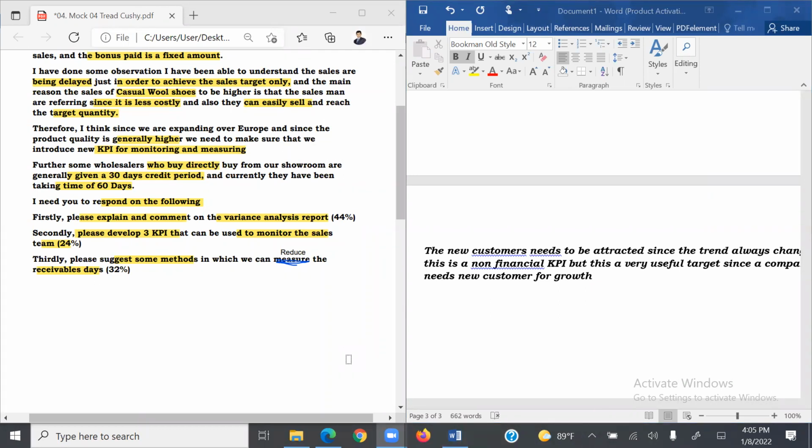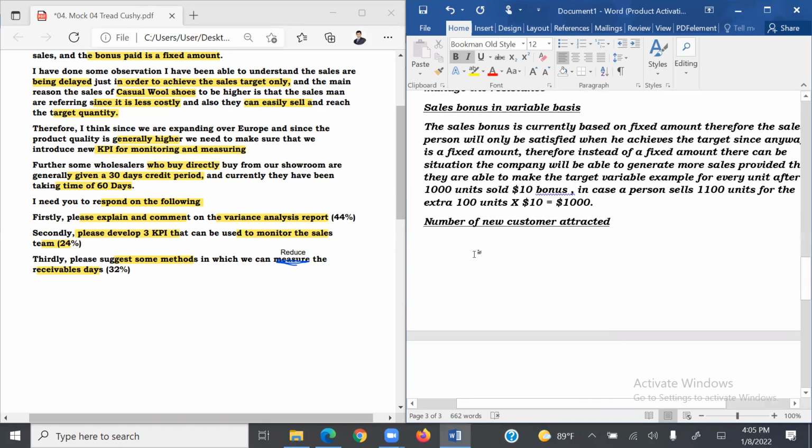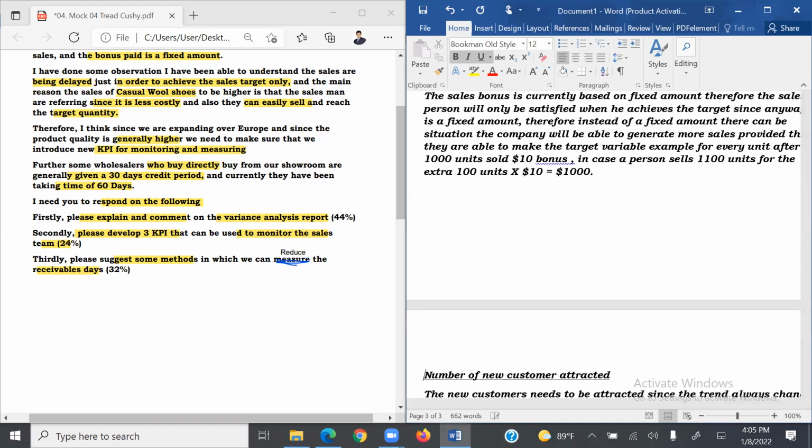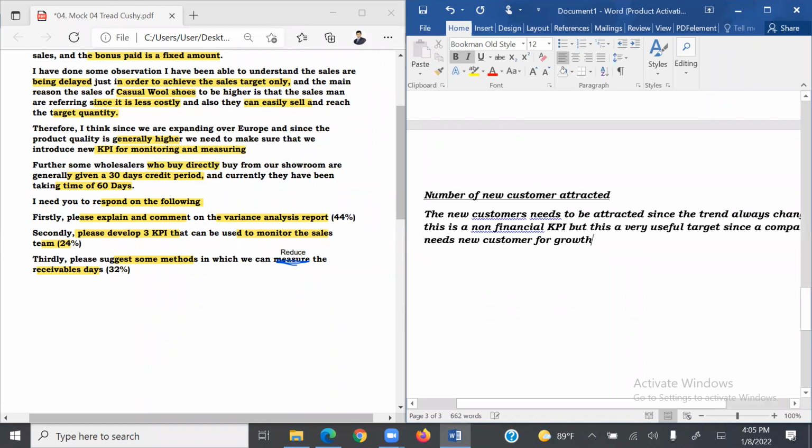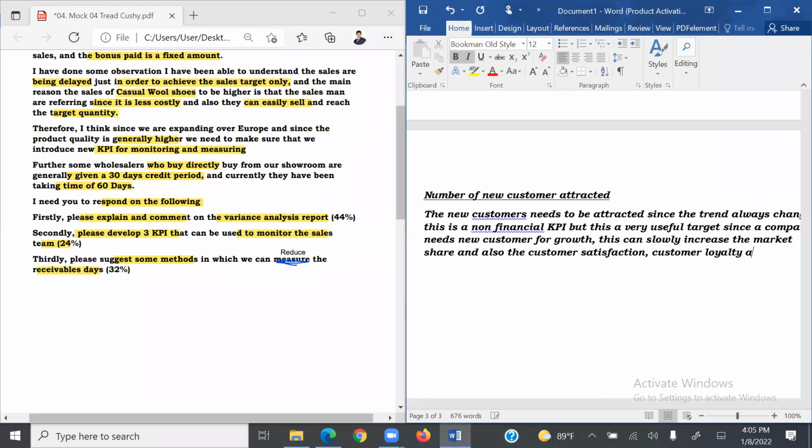Current sales revenue, that is fine. So students get this understanding very, very well, because this is a non-financial target. This can slowly increase the market share, and also the customer satisfaction, customer loyalty, as well. So students, I believe this is giving you a better clarity at the moment.